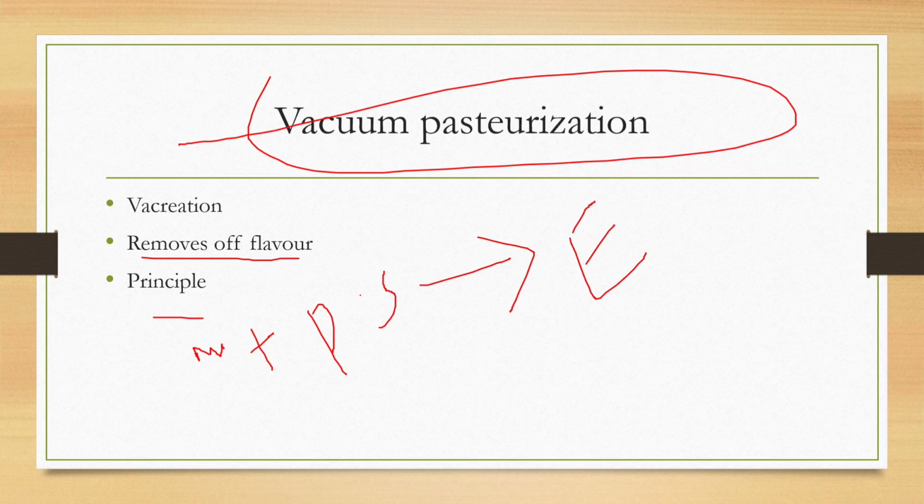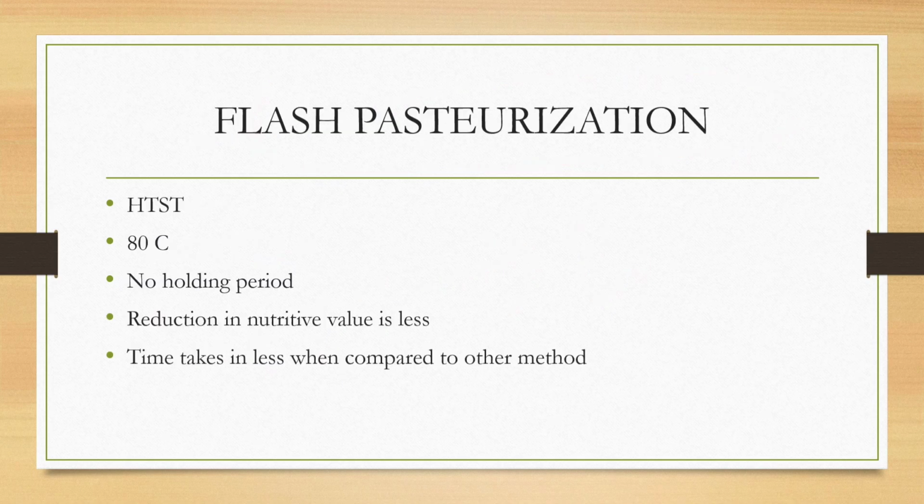Now, next topic, flash pasteurization. Flash pasteurization is similar to HTST. Here, the temperature is 80 degrees Celsius and there is no holding period. The biggest advantage is that the reduction in nutritive value is very less, and the time taken is also very less. This process destroys all the pathogenic organisms that might be present in milk, and it also makes it safe for human consumption.